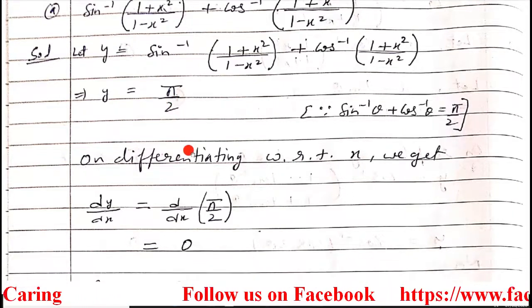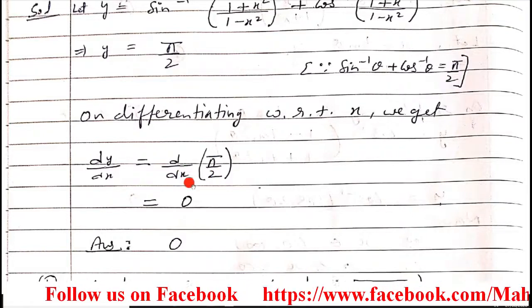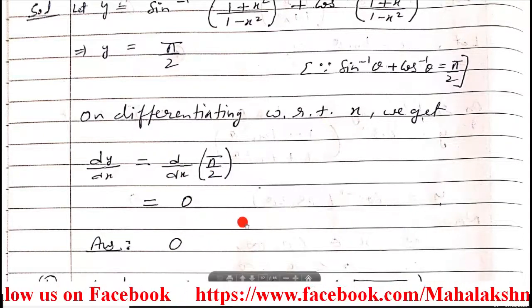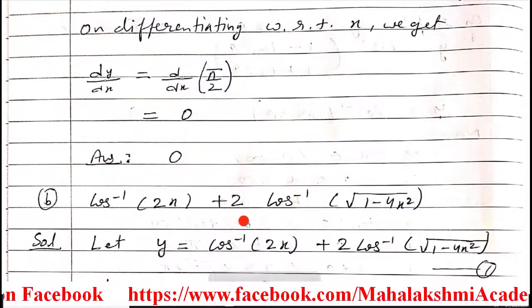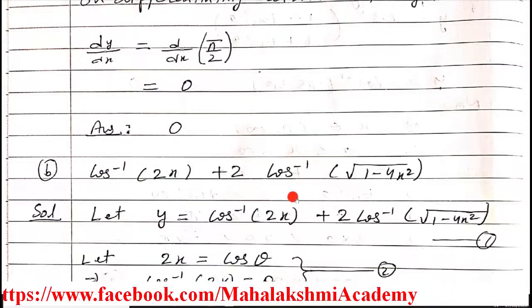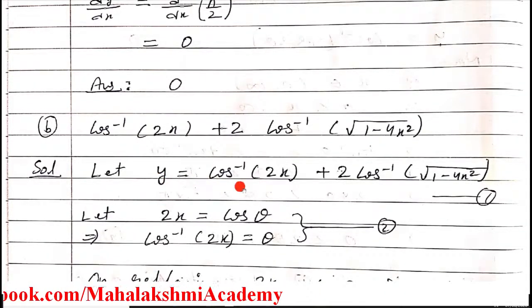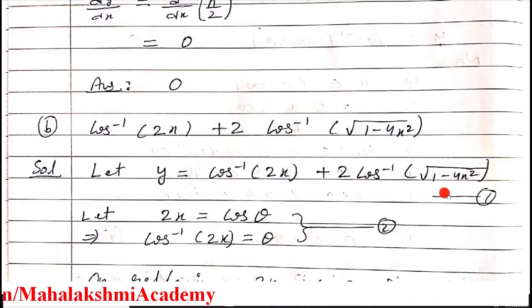Now differentiate it with respect to x. Since it's a constant, differentiation of a constant is 0. Hence the A part of question 5 is completed. Now we'll start from the B part of question number 5. In B part we have the function like this. So we'll assume this complete function as y. So that is our equation first.